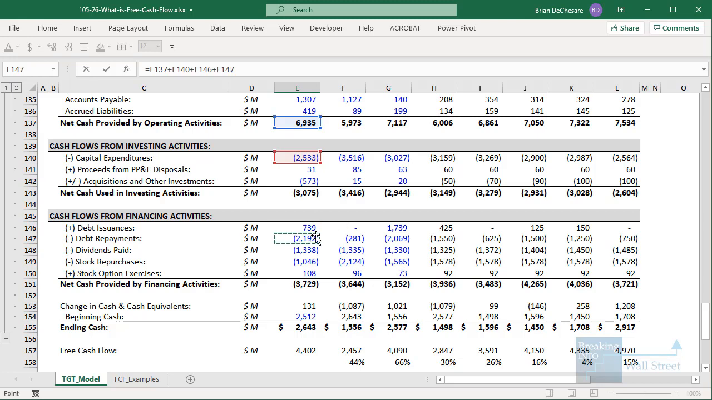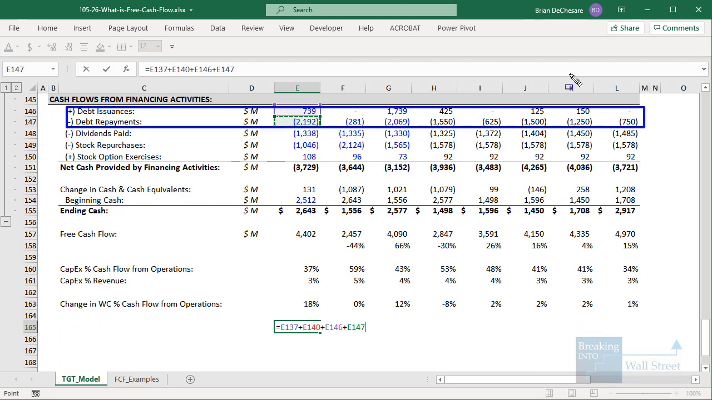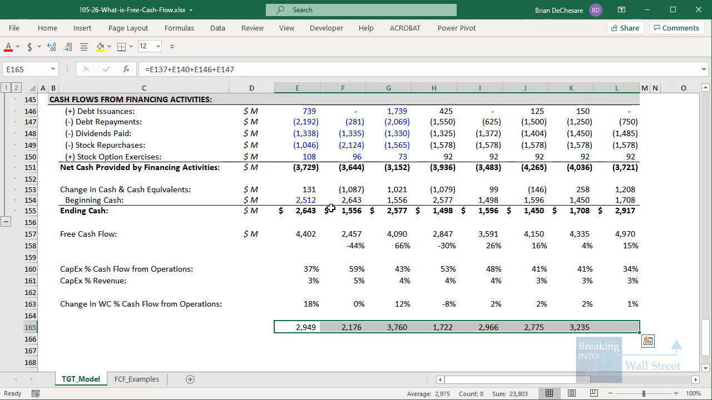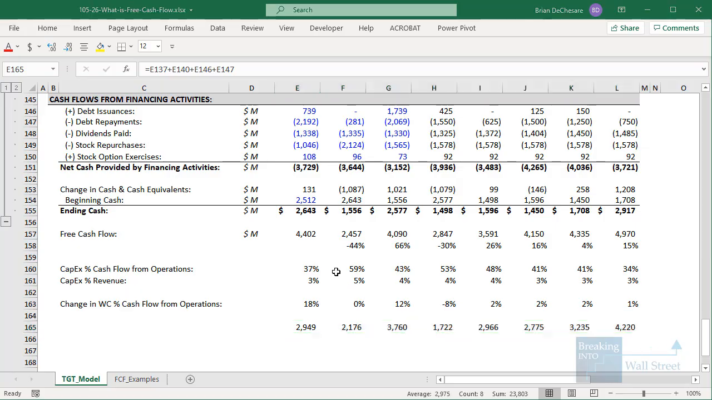Now, some people will argue that you should factor in both of these and include issuances and repayments. Other people say you should only subtract the repayments, and then other people say that you should subtract only the required mandatory repayments and not the optional ones. So we come up with a few different ways to calculate this, but here are the rough numbers for Target here at the bottom of this Excel sheet.